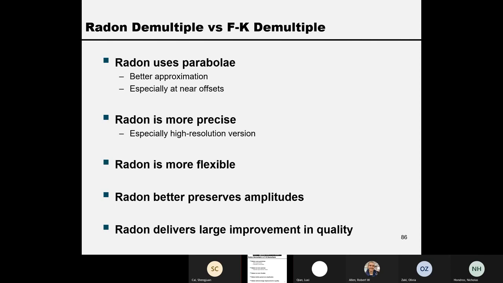No longer rely on a 1D assumption. This is very important: Radon, in this case, better preserves the amplitude. As we said, amplitude variation versus offset is very, very important information for later stage reservoir prediction. So this one is better for this purpose. And of course the results have highly improved quality.